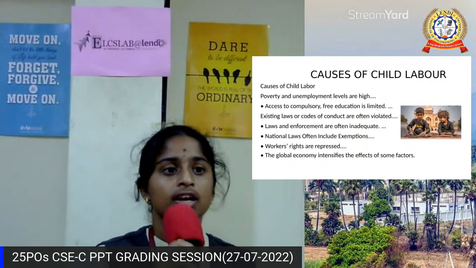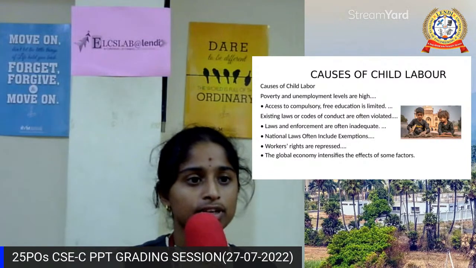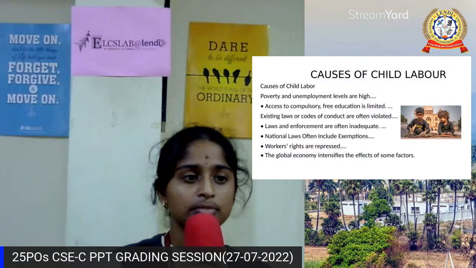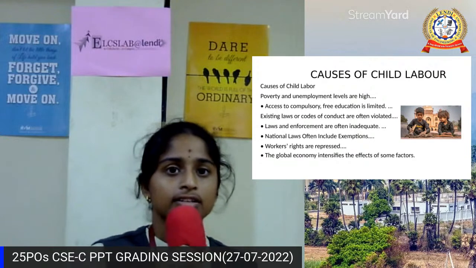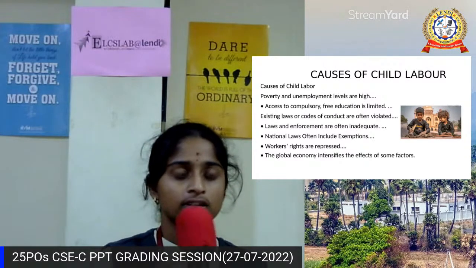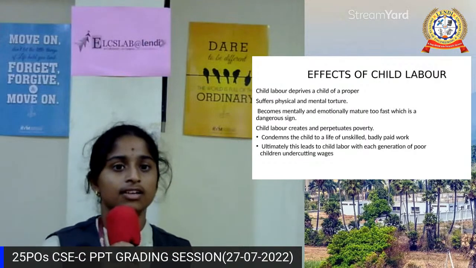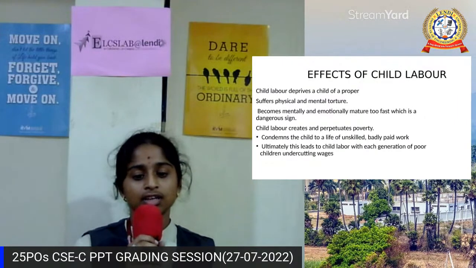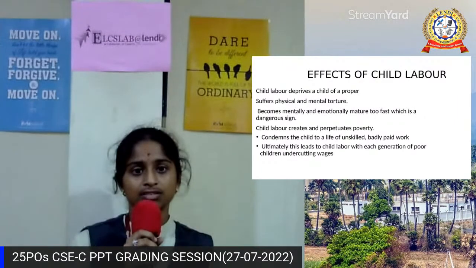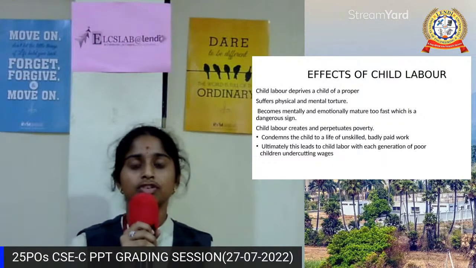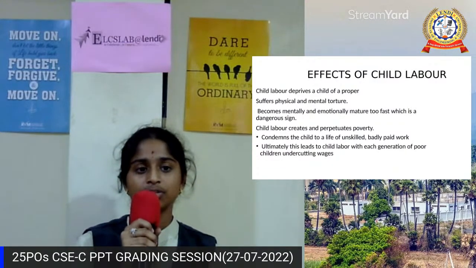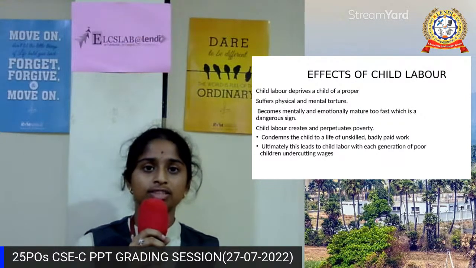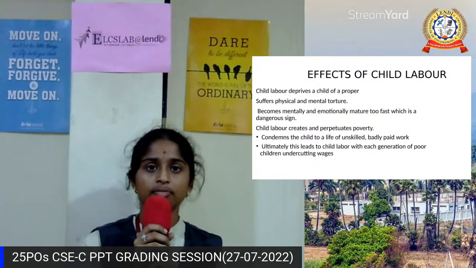Causes of child labor. Laws and enforcement are often inadequate. Because of this child labor, children may be physically affected and they cannot survive. It affects the future generation, because without skills and without proper education a child cannot survive in society properly.